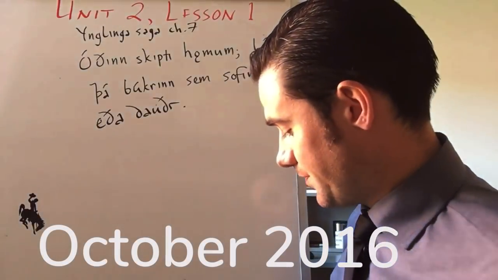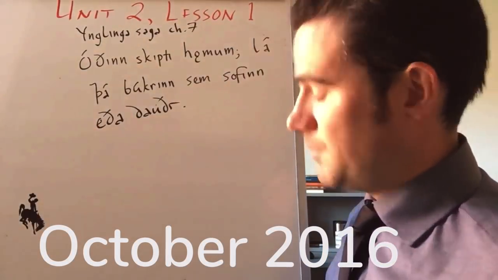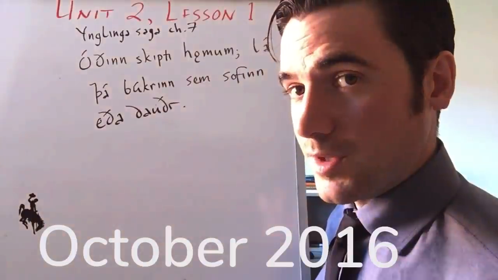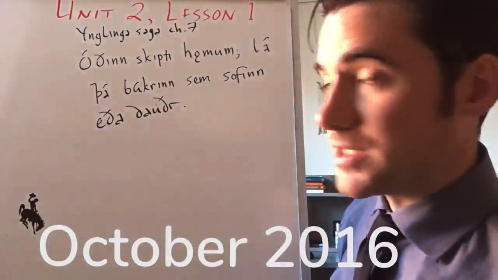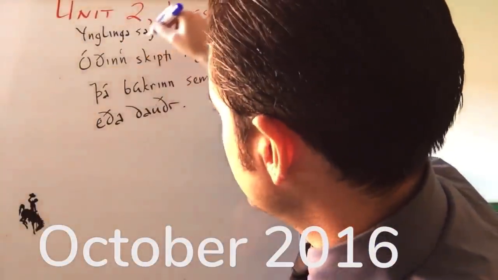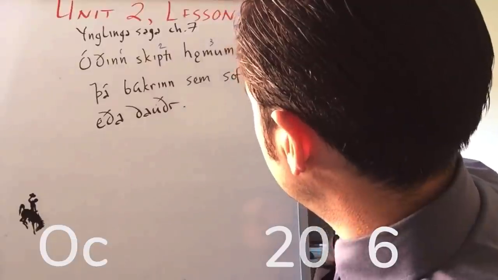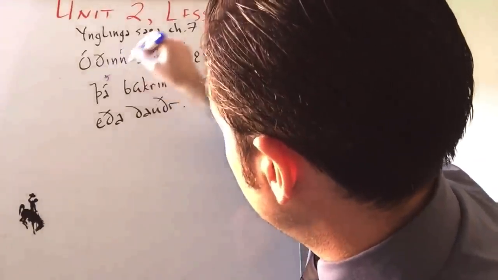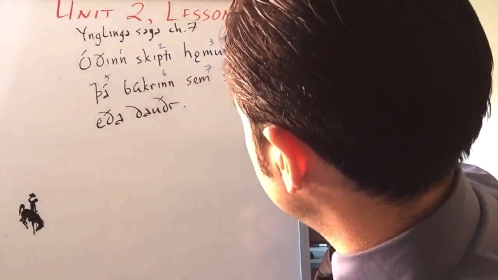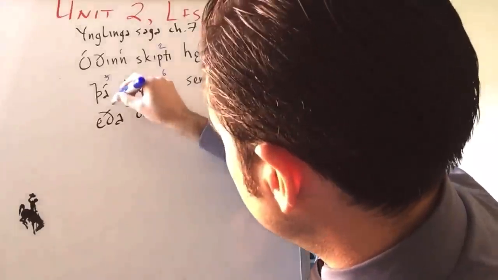Just 10 words. But if we don't know Old Norse very well yet, these 10 words can still be a big challenge. So let's number them first. We got 1, 2, 3, 4, 5, 6, 7, 8, 9, 10.